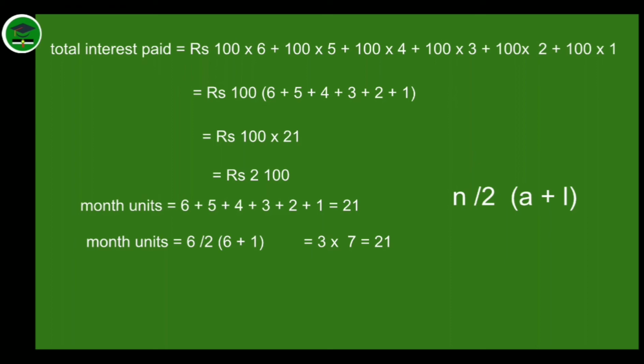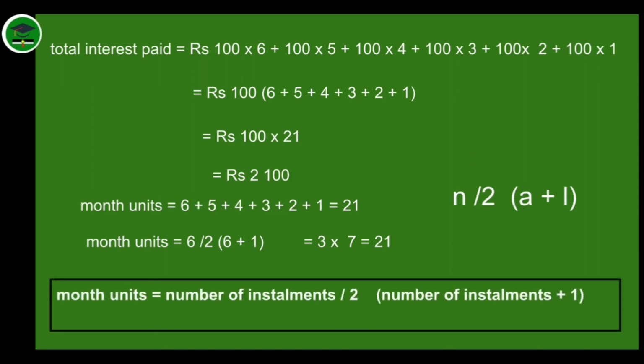So we can create an equation using this formula. Instead of n you can put number of installments, divided by 2, into, instead of l you can put number of installments, that is 6, plus our first term is 1, n plus 1. So using this formula you can find the month units. No need to repeat those steps to find the interest. Without doing that you can directly use this formula to find the month units.